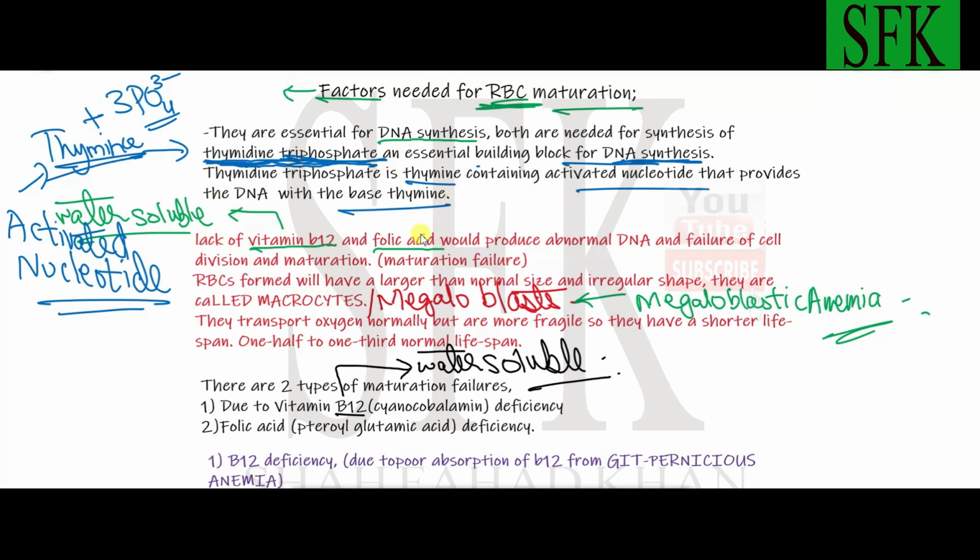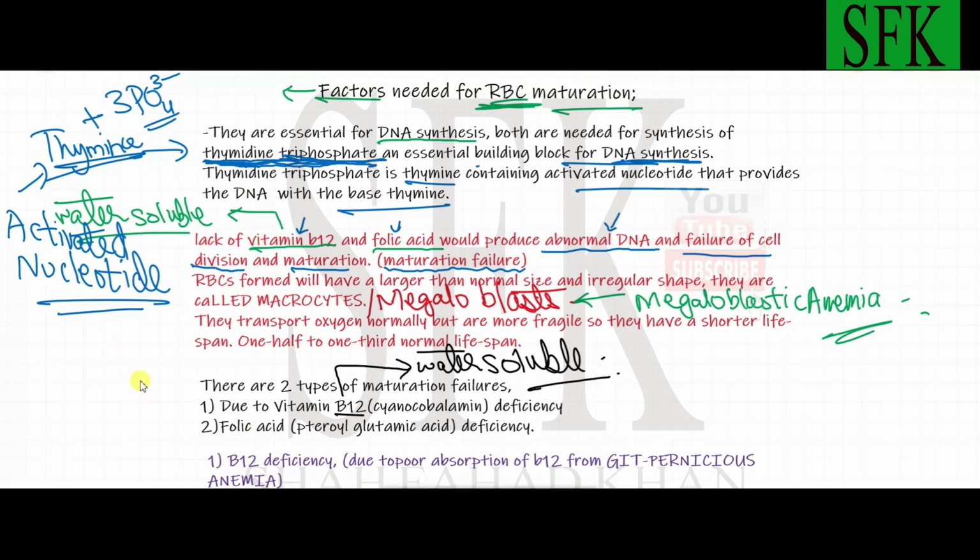If vitamin B12 and folic acid are deficient, the lack of these vitamins may produce abnormal DNA in the new red blood cells which are being made, and so failure of cell division and maturation might occur. A specific term, maturation failure, is used for the condition that arises due to the lack of vitamin B12 and folic acid, when both of them are decreased in concentration. So maturation failure occurs due to abnormal DNA production due to lack of thymidine triphosphate, which is an activated nucleotide needed for the synthesis of DNA.